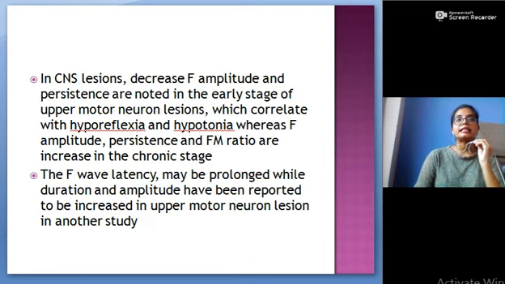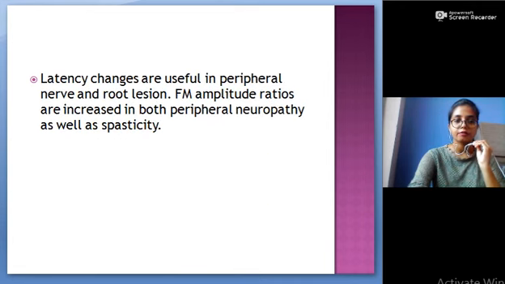Then in CNS lesions, there is a decrease in F wave amplitude and persistence that we can see in upper motor neuron lesions, and we can correlate it with hyporeflexia or hypotonia. The F wave amplitude, persistence and FM ratio are increased in the chronic stage. F wave latency may be prolonged while the duration and amplitude may be increased in upper motor neuron lesion. These are the research studies that have presented such findings.